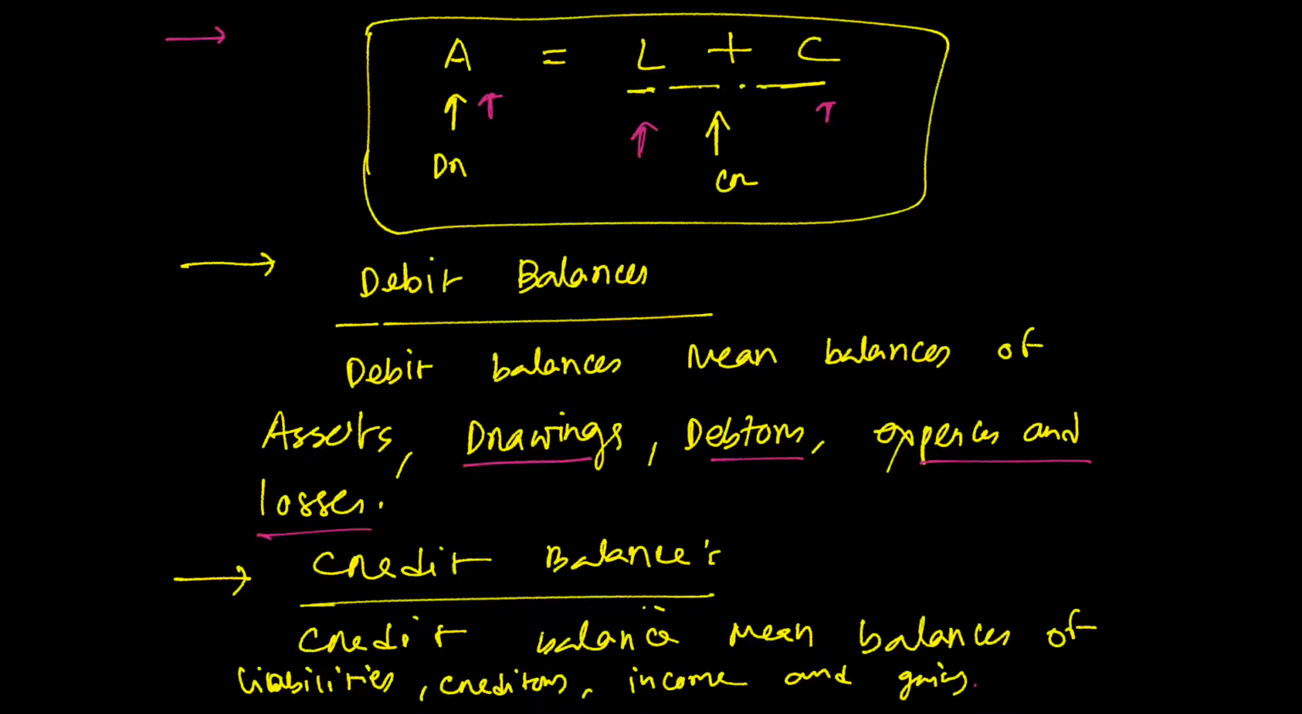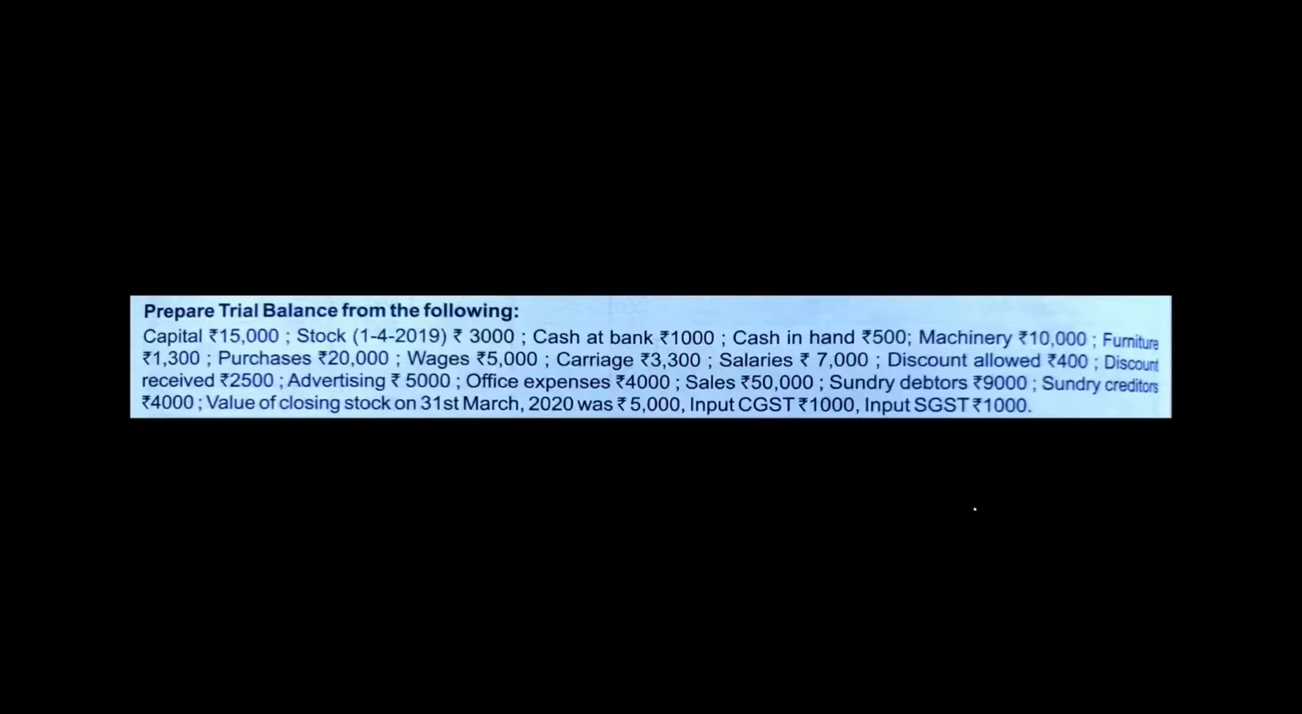So this is the question of trial balance. Prepare trial balance from the following. Here it is written: capital, stock, cash at bank, cash in hand, machinery, furniture, purchases, wages, then carriage, salaries, discount allowed, discount received, advertisement, office expenses, sales, debtors, sundry creditors, value of stock, input CGST, input SGST. So we have to put that into a trial balance. Okay.